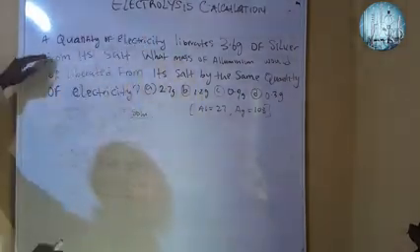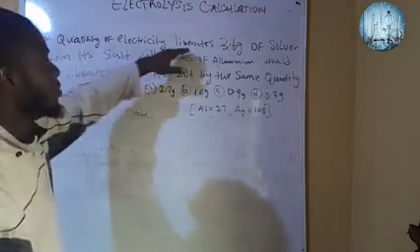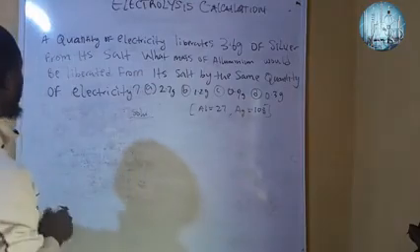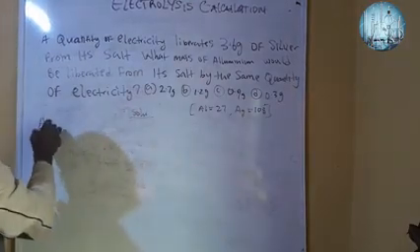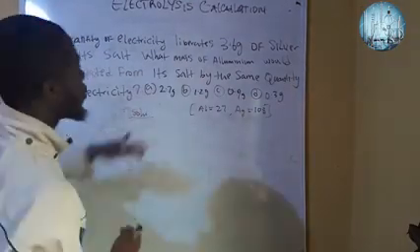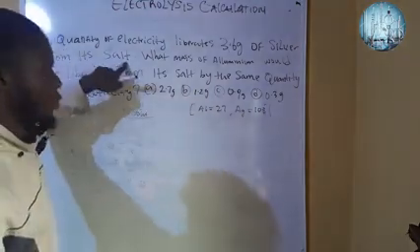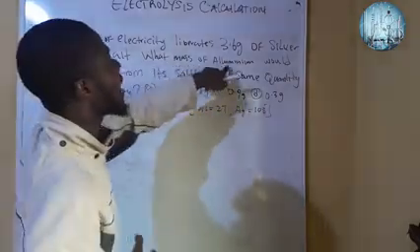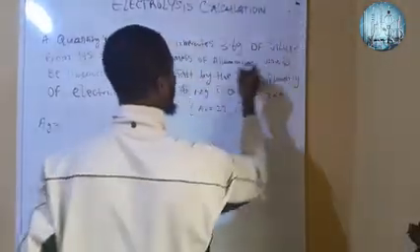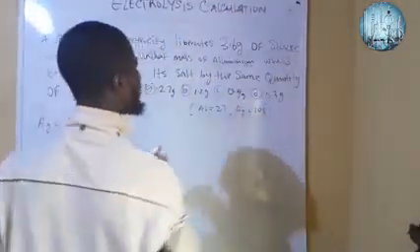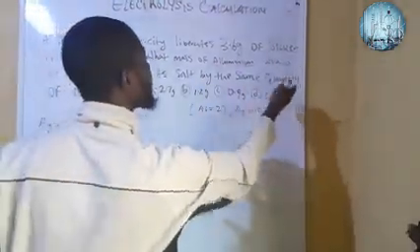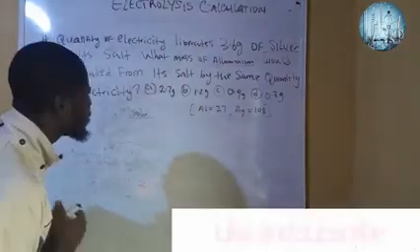The question says: a quantity of electricity liberates 3.6 grams of silver, Ag, from its salt. What mass of aluminium would be liberated from its salt by the same quantity of electricity?